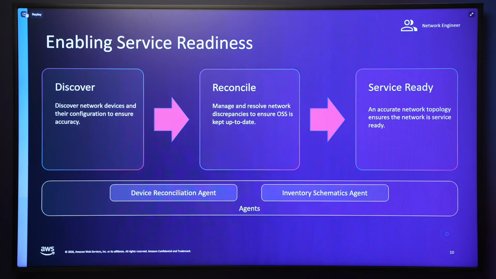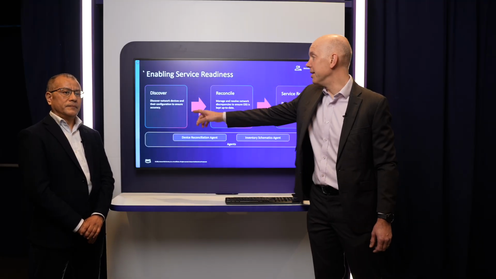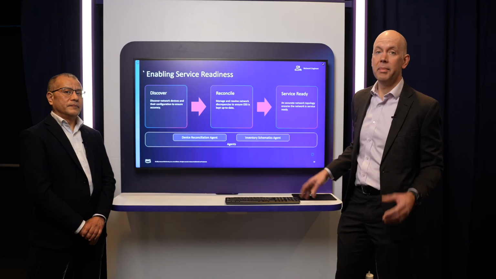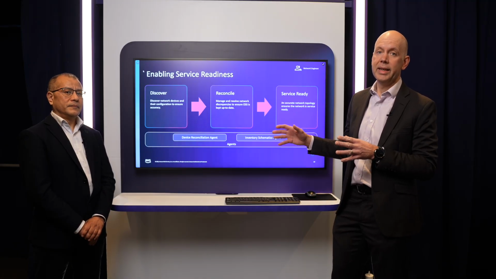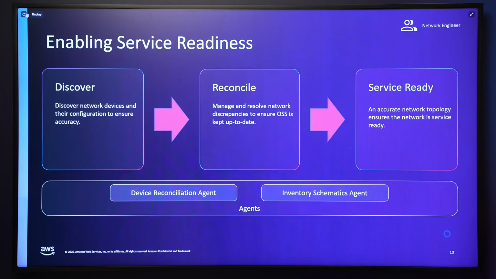The second part of the demo is around enabling service readiness. Once we've done our planning for our new device types, we can start discovering and reconciling to make sure that the plan we did in the inventory system corresponds to what we have on the network. There are two agents around this: the device reconciliation agent and the inventory schematics agent.